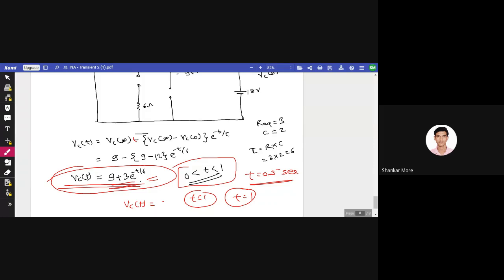Now t is equals to 1 पे value आ रही है 11.53. For a moment we consider this is the value that we are getting, 11.53. So the switch has just closed now. t is equals to 1 पे क्या हुआ है? Switch just close हुआ है.